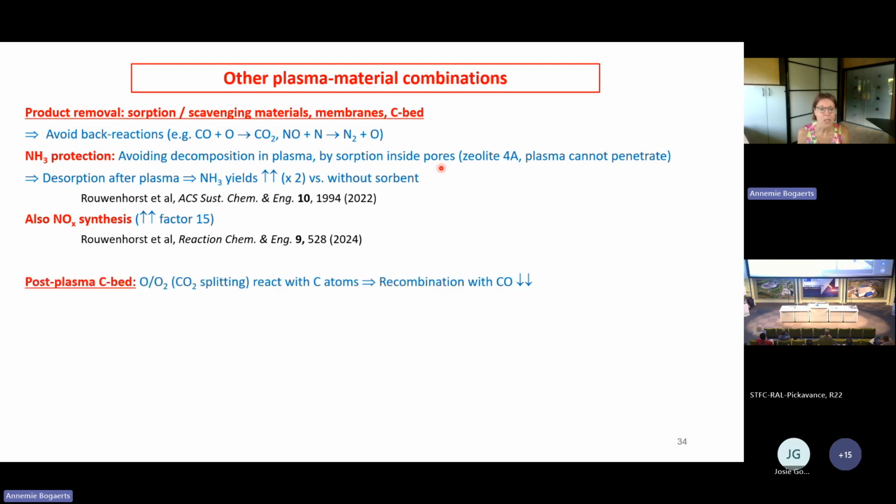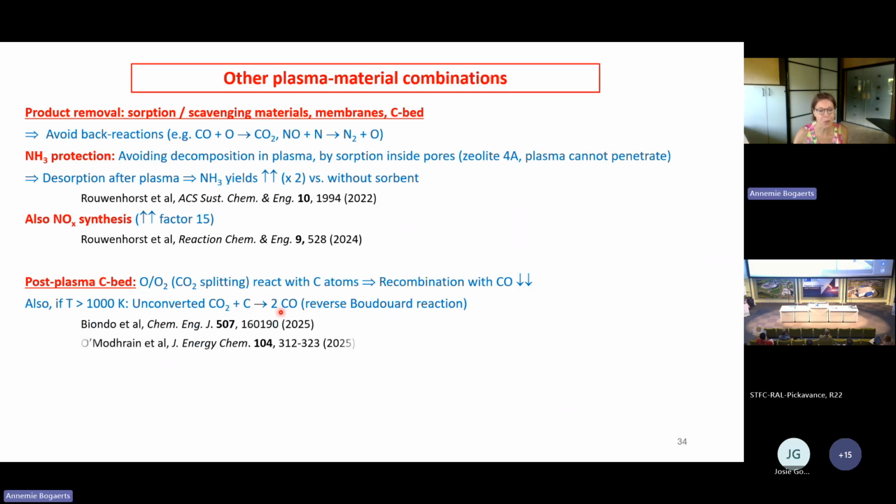But also we showed in our group that a post-plasma carbon bed, so it's not really a catalyst, but it's also a solid material, can really improve the performance because the oxygen produced from CO2 splitting can react with the carbon atoms and give much less recombination with CO and give a much higher net CO2 conversion. And also the unconverted CO2, if the carbon bed temperature is sufficiently high, can give rise to the reverse Boudouard reaction, giving rise to further CO increase.